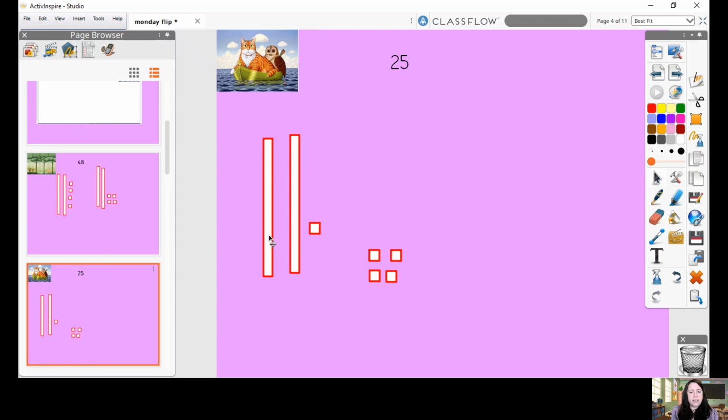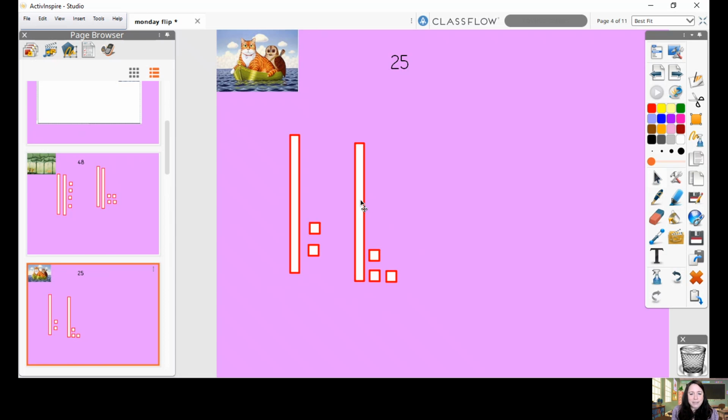I can move that one over there and that one over here. The owl is going to carry 11 packets of food and the pussycat is going to carry 14 packets of food. I might want to move that one over there. So the owl is now carrying 12 packets of food and the pussycat is carrying 13 packets of food.